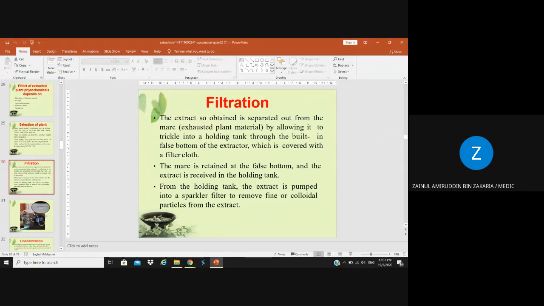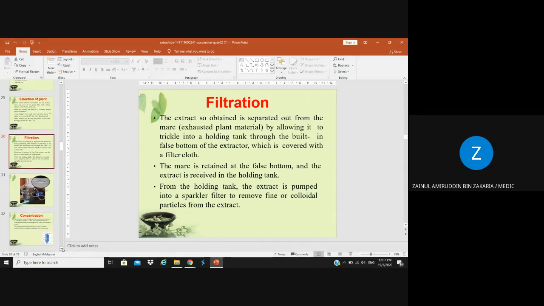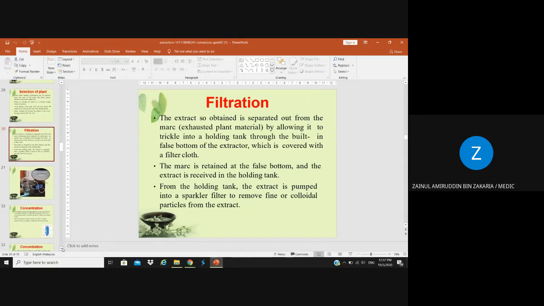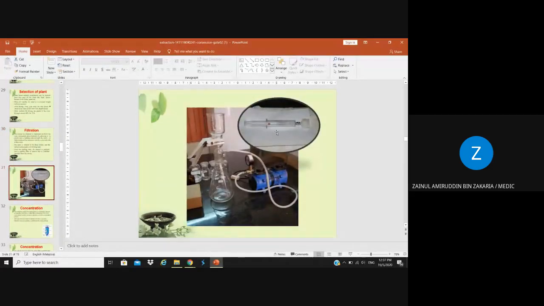Filtration, as I told you, you use cotton wool. You can use also filter cloth. And then finally, you use filter paper, Whatman number 1 or Whatman number whatever it is, depending on your lecturer. Then finally, if necessary, you can use vacuum pressure, okay, to suck the extract. So this is an example of vacuum pressure, vacuum pump, okay. So this is a vacuum pump.